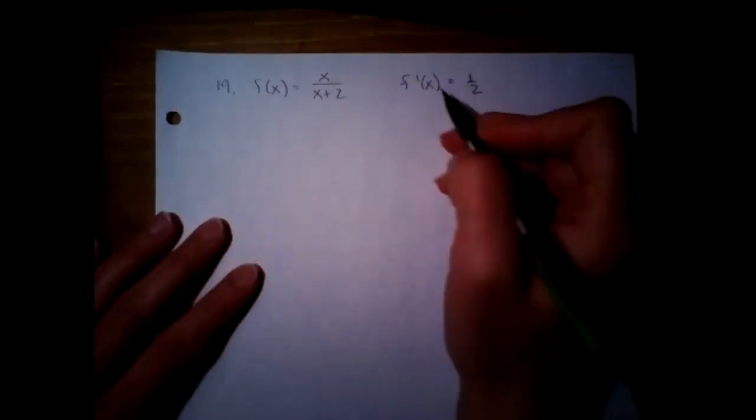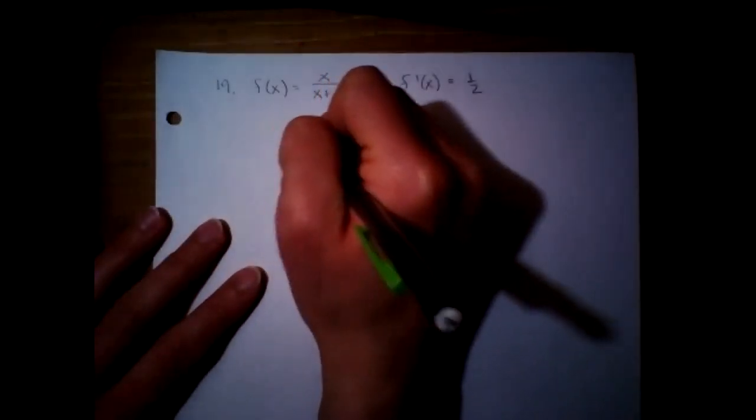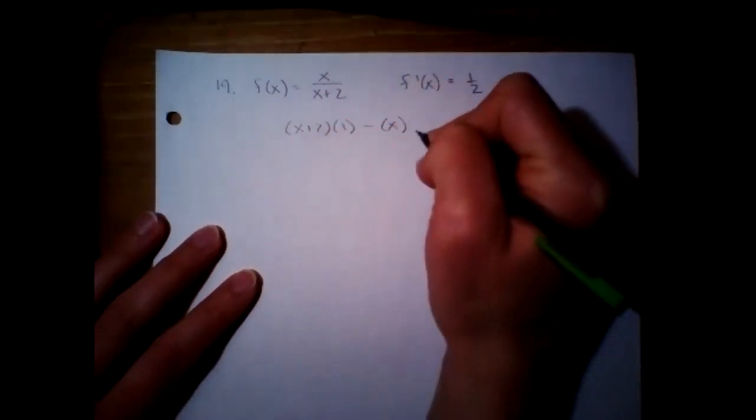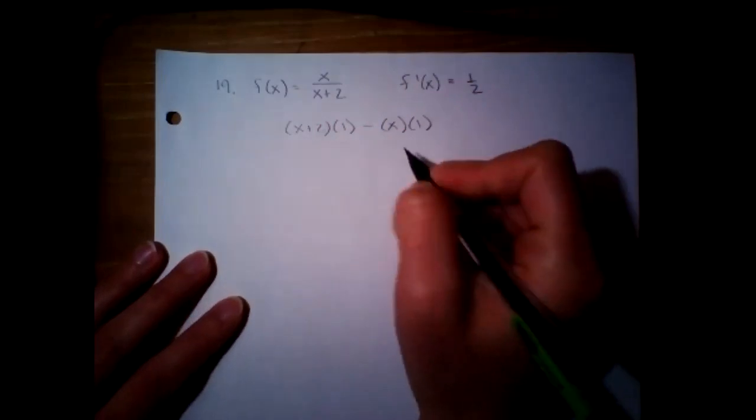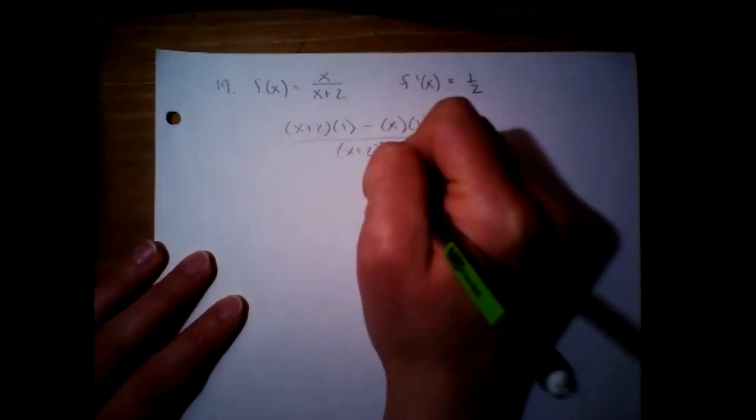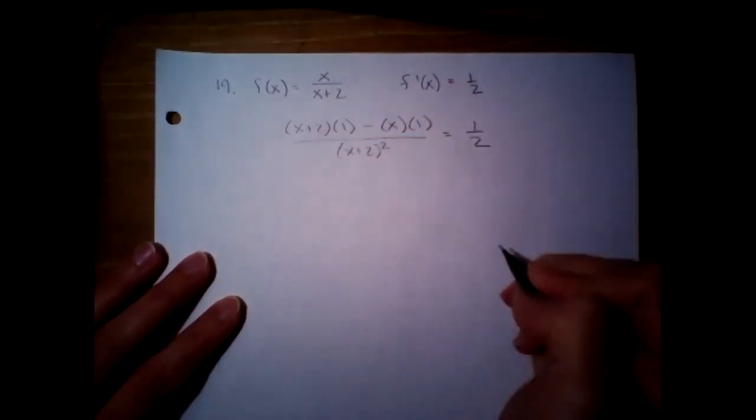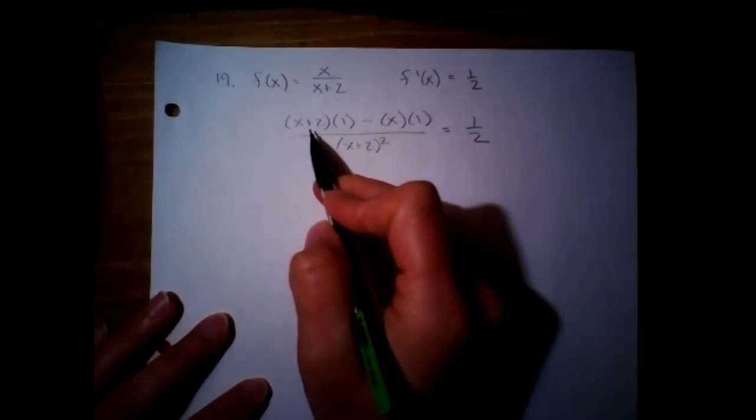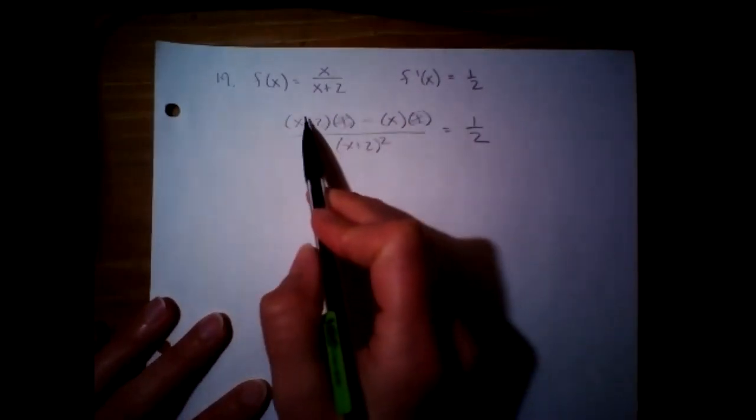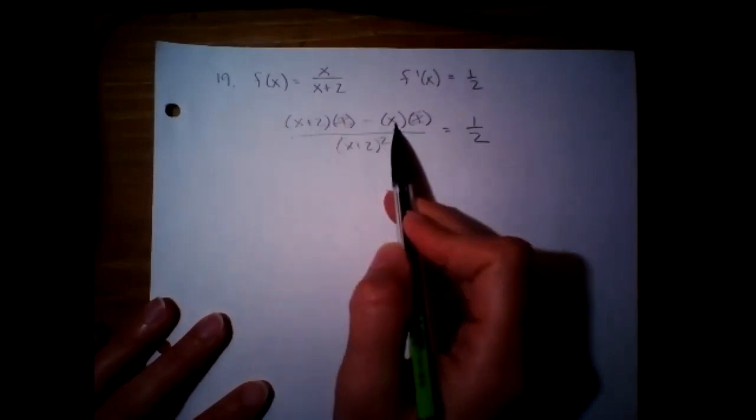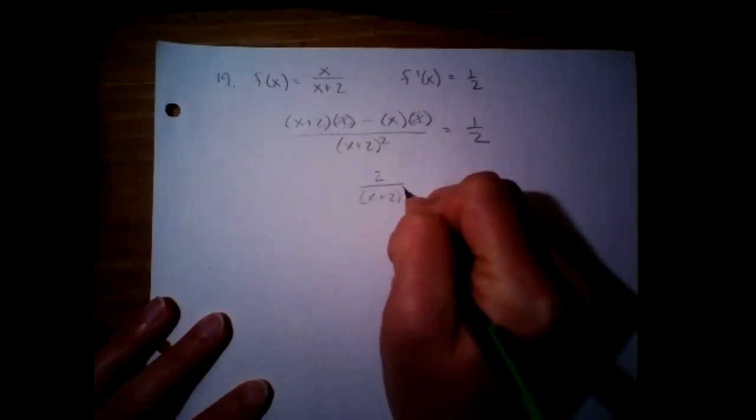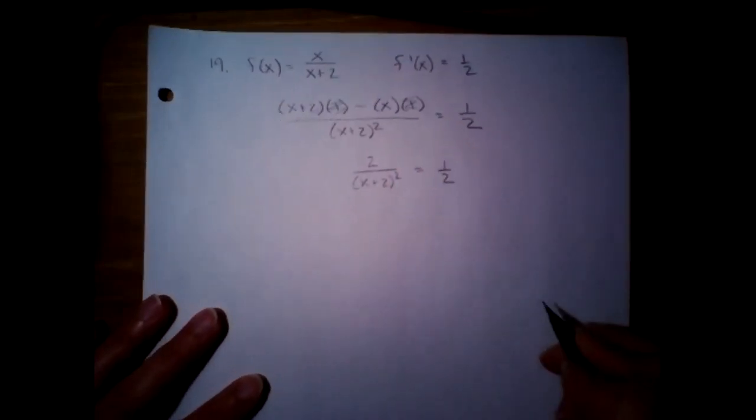So this is going to be a quotient rule. So that is denominator times derivative of the numerator minus numerator times derivative of the denominator, which both those derivatives were just 1, over the denominator squared. And we want to set that equal to a half. So this numerator, I'm basically going to ignore these 1s because multiplied by 1, nothing's going to change. We have x plus 2 minus x. So that's just going to be 2 for that numerator. I'm just copying down the rest of that.